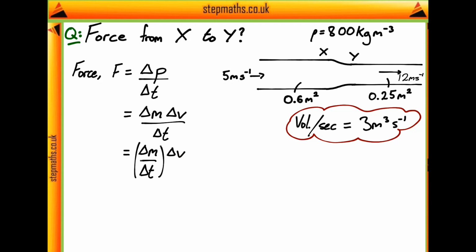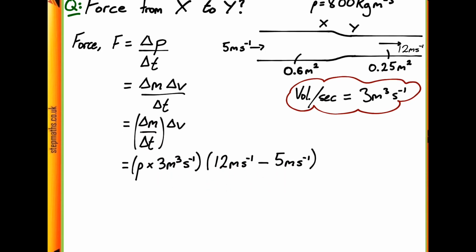We already know that passing past each point X or Y, we have this volume of 3 meters cubed per second. So this is the rate of volume flowing through per second. To turn this into the mass flowing through per second, all we have to do is multiply it by our density, which we've already been given up here in the question, of 800 kilograms per meter cubed. So multiplying this density by our volume per second, we get our mass per second, and then to find our change in velocity, we just do 12 meters per second minus 5 meters per second.